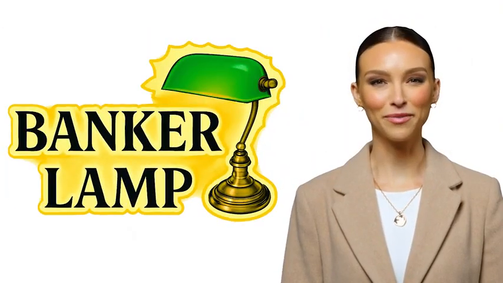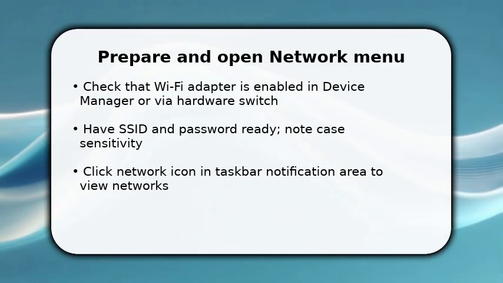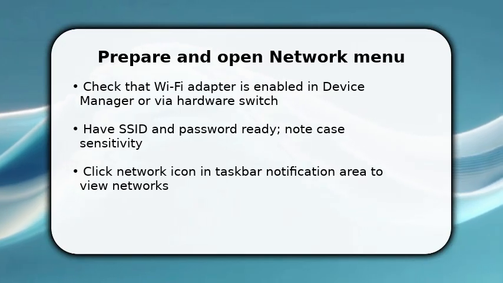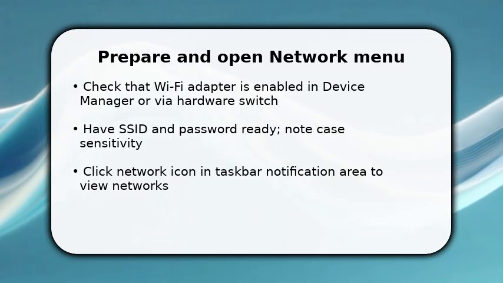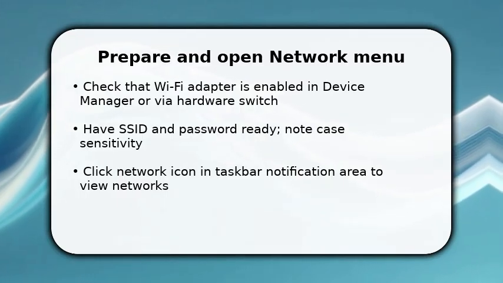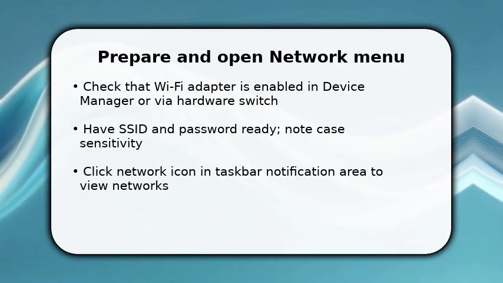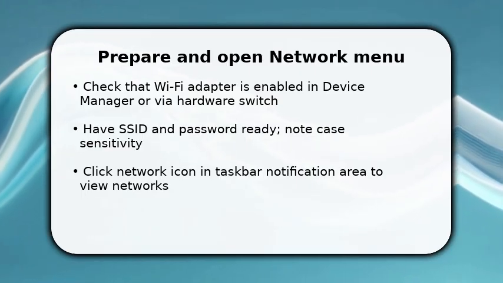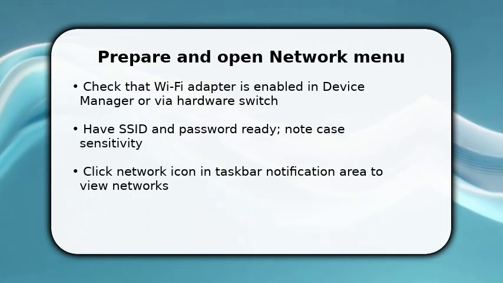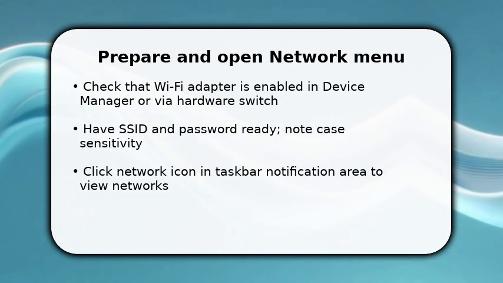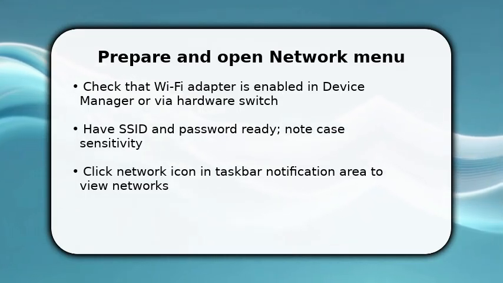Please enjoy the video. You start by confirming essentials. Your laptop's Wi-Fi adapter is enabled, and you know the SSID and password. Once confirmed, click the network icon at the lower right of the taskbar to open the network list. If you don't see any networks, make sure airplane mode is off and the adapter shows enabled. This prevents wasted steps. Now locate your network name in the list and get ready to select it.